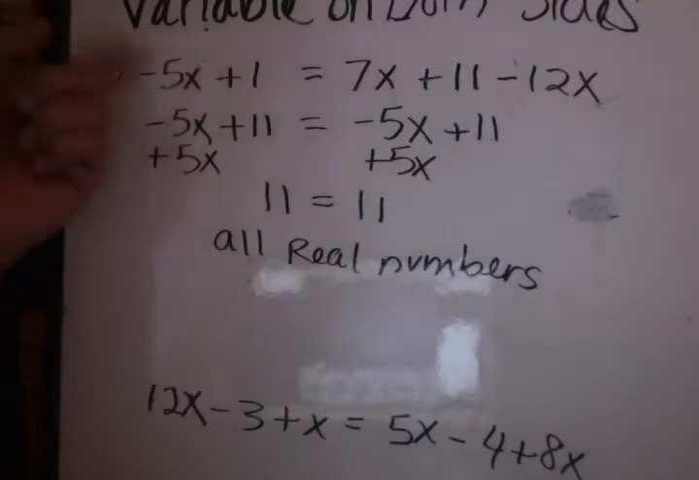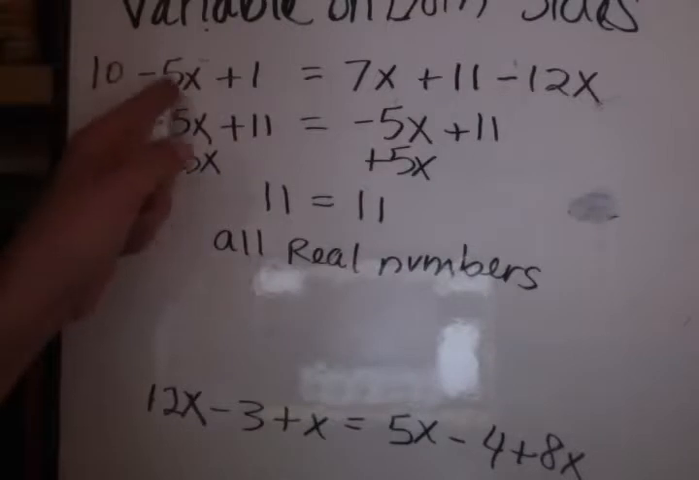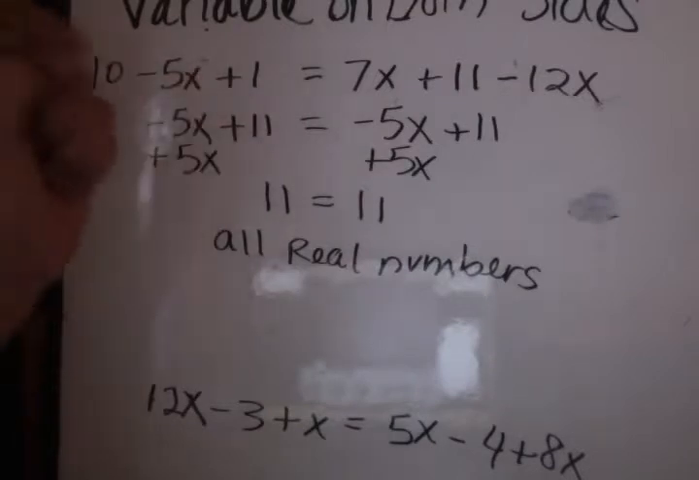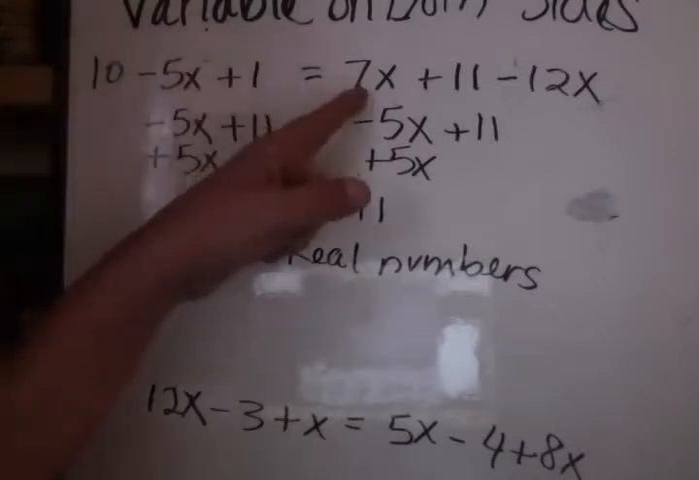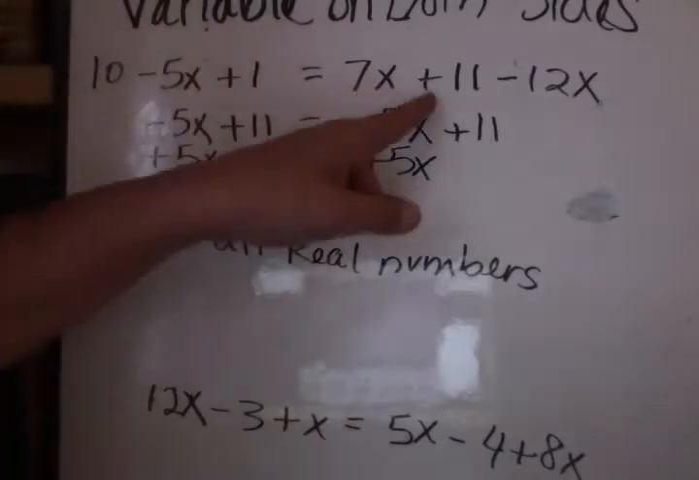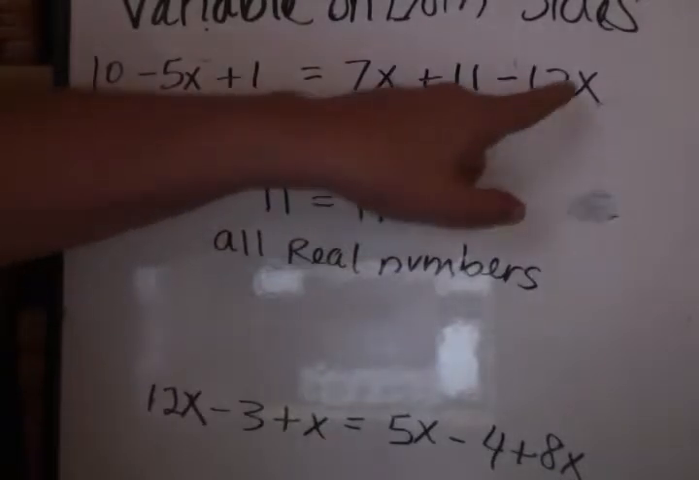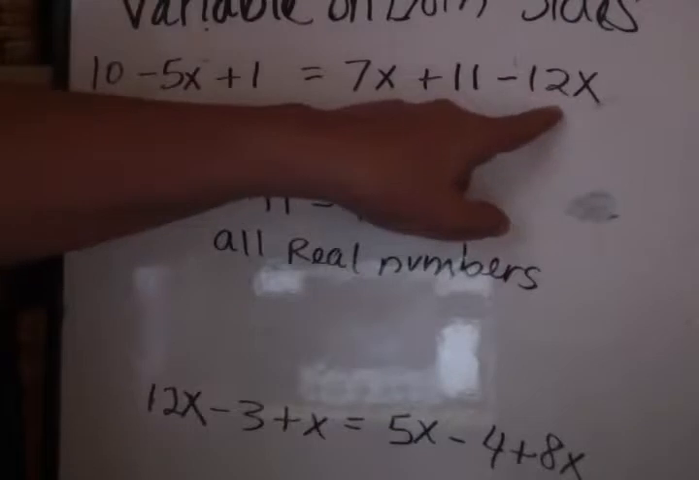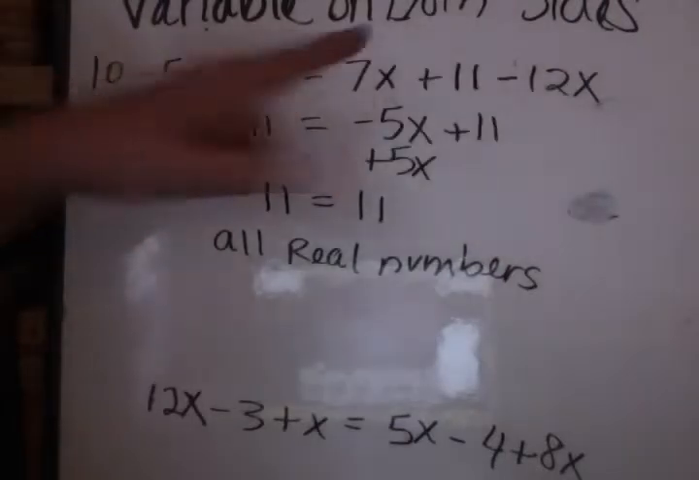So I'll try, let's say, number 1. If I put a 1 here for x, 5 times 1 is 5. So 10 minus 5 is 5. 5 plus 1 is 6. And I put a 1 here because that's what I said the value for x is. 7 times 1 is 7, plus 11 is 18, and then minus 12 times 1 is 12. 18 minus 12 is also 6. So that would make the equation true.